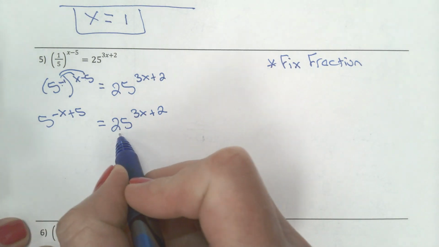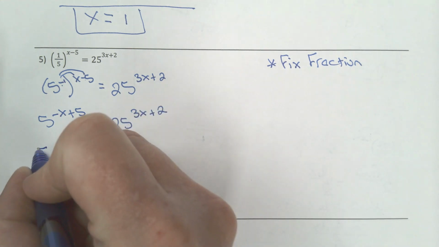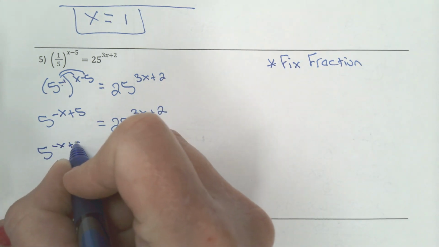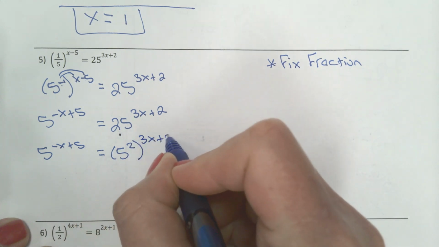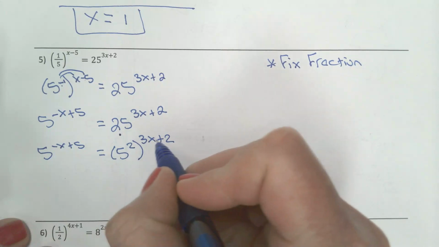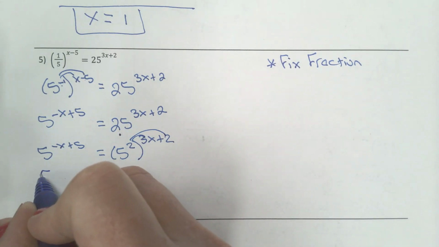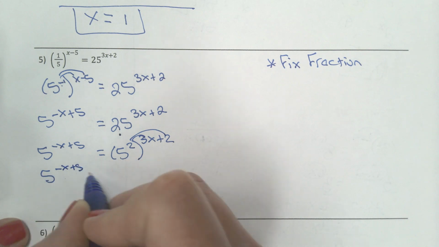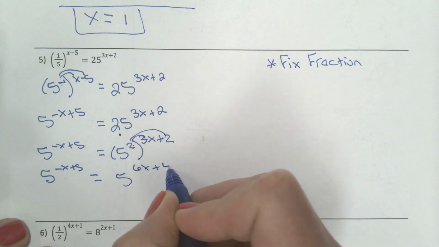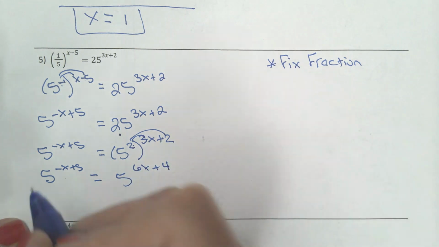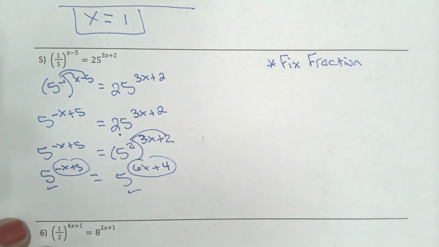So I want to see, can I write 25 as 5 to some power? And yes, I can. I'm going to rewrite 25 as 5 squared. When you have an exponent to an exponent, you're going to multiply them. So I'm going to distribute. 2 times 3 is 6x. 2 times 2 is 4. My bases are equal, so I'm going to drop them, and I'm going to set my exponents equal.